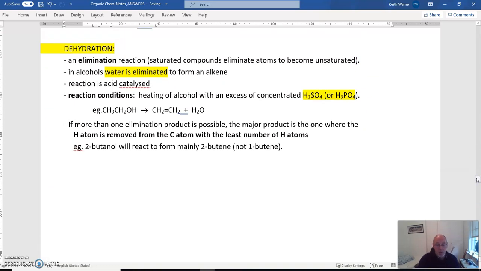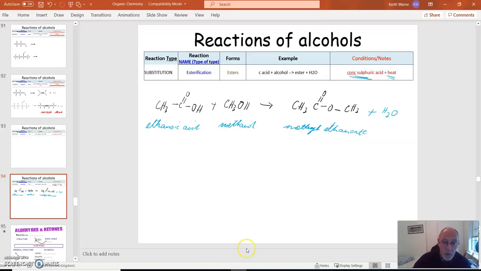Like I showed you, you can get a major product depending on where the hydrogens are removed from, and they're always removed from the carbon with the least number of hydrogens. So it says it here, least number of hydrogens. So what would happen here? 2-butanol would react. That's the one I did in the PowerPoint. Let me just jump back here and see if I didn't. Oh, I did. I said here.